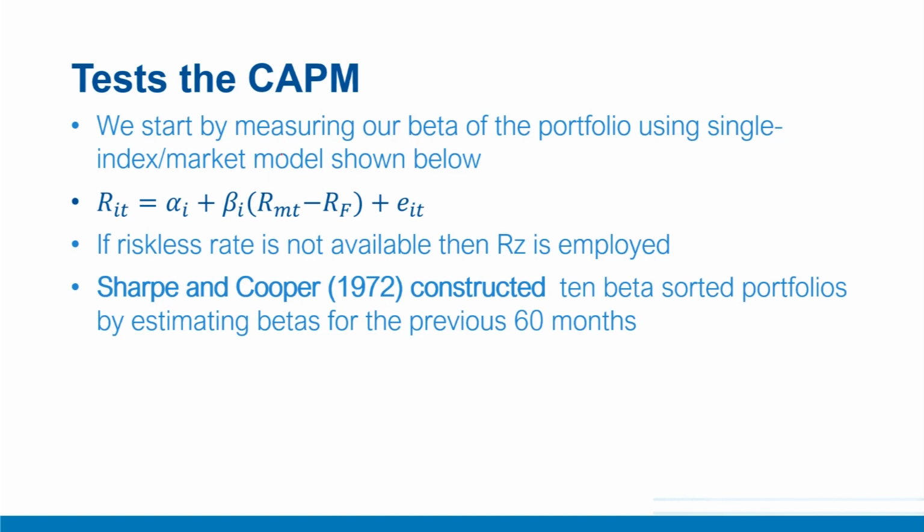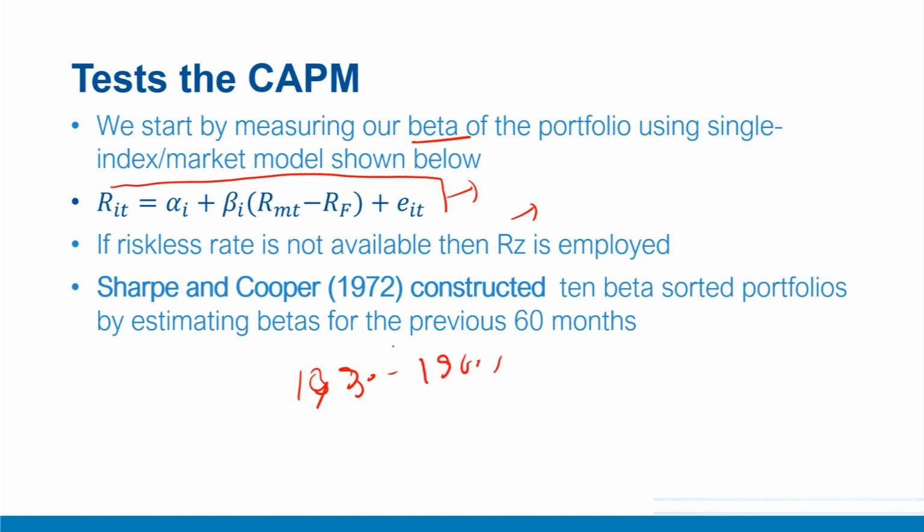To begin with, testing of such models, such as standard CAPM, begins by estimating beta using a model like the single index or market model. So using this model, we estimate betas. In this model, if the riskless rate RF is not available, then one can use RZ, the zero beta portfolio. For example, in their seminal test, Sharpe and Cooper constructed 10 beta sorted portfolios by estimating betas for the previous 60 months. Their period was around the 1930s to 1960s.